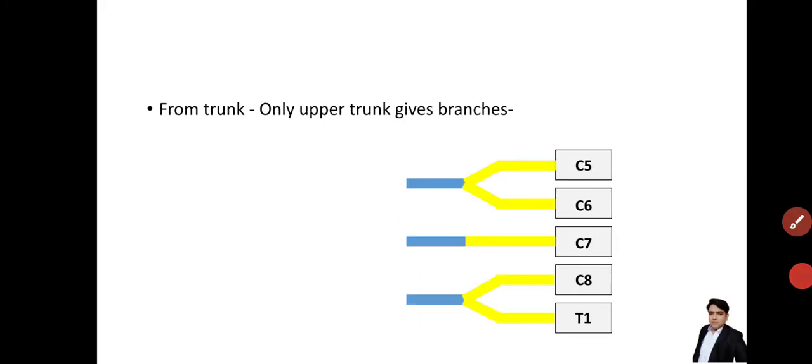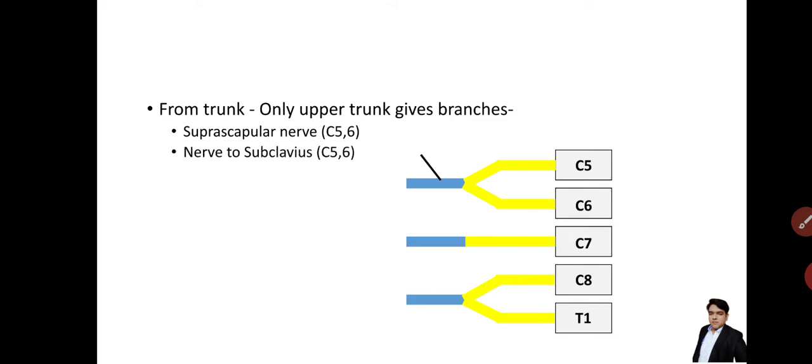Now the branches from the trunk. Only the upper trunk gives branches, and they are suprascapular nerve, root value C5, C6, this one, and nerve to subclavius, again root value same C5, C6. So this is nerve to subclavius.